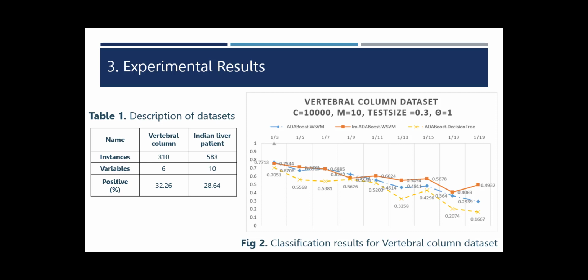Using the F1 score measure, theta equals 1, the classification results of positive labels +1 of the algorithms on the vertebral column dataset are presented in Figure 2. These results show that with datasets having positive label ratio from 1/3 to 1/19, the AdaBoost WSVM and AdaBoost WSVM algorithms always give better results than AdaBoost decision tree. In addition, when the dataset has a low imbalance ratio, positive label ratio from 1/3 to 1/9, AdaBoost WSVM and AdaBoost WSVM give approximately the same results.